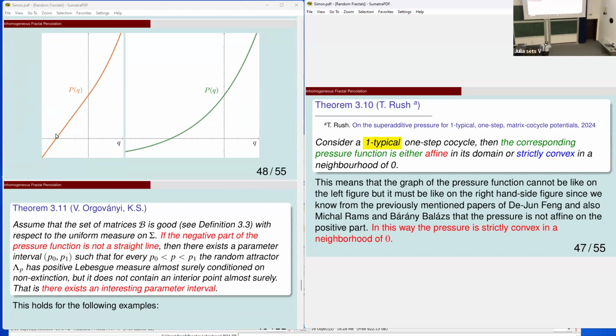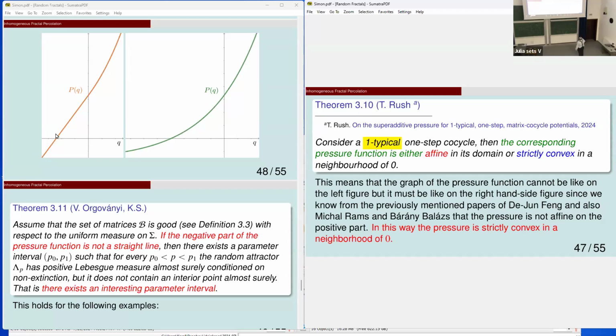Because we prove that if the negative part of the pressure function is not like this, so if the pressure function is like the green, but not like the orange, because the orange is a straight line. So if the pressure function is definitely not like this, then there is an interesting parameter interval. So there is a parameter interval so that if you choose P, then you have positive Lebesgue measure and empty interior.